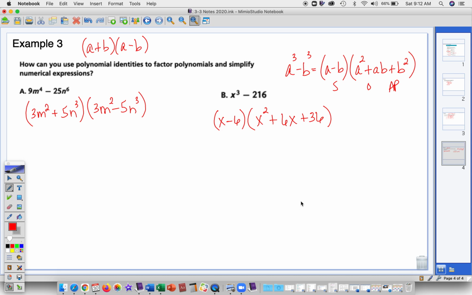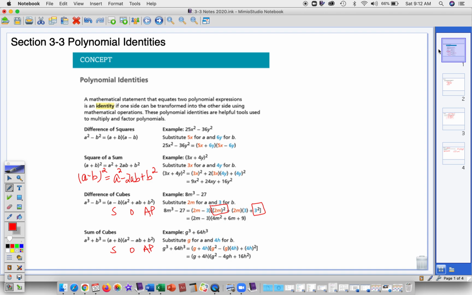Okay, so that's the 3 different types for our lesson. So the difference of squares, the square of a sum, and then the difference of cubes and the sum of cubes. These are the 3 patterns that you want to focus on, and we'll do more practice in class.